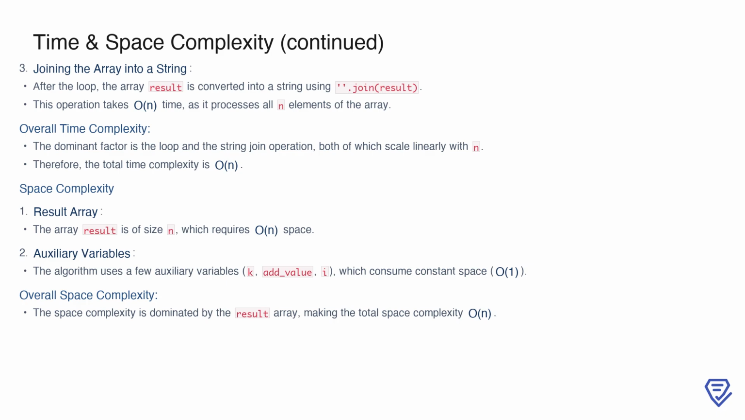Now, moving to space complexity, the primary factor is the result array, which requires O(n) space as it stores n characters. The algorithm also uses a few auxiliary variables like k, add_value, and i, but these consume constant space, or O(1). Consequently, the total space complexity is dominated by the result array, making it O(n).